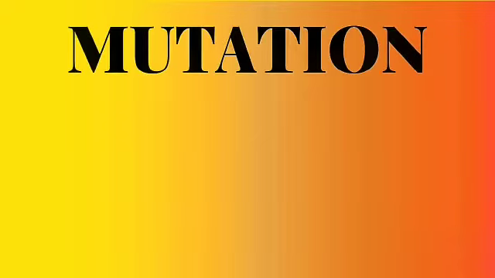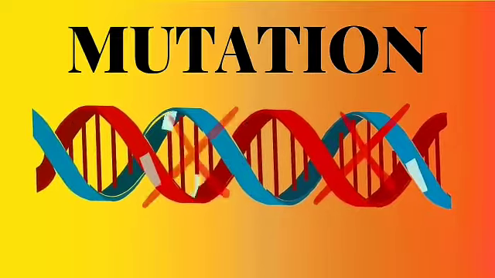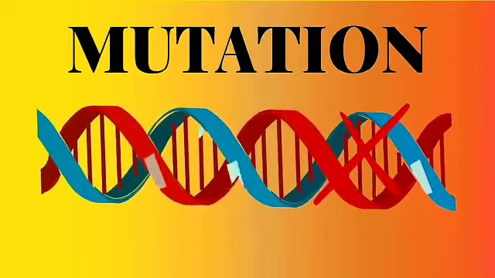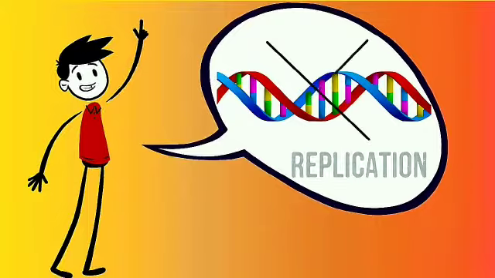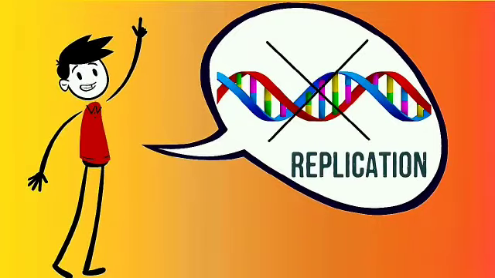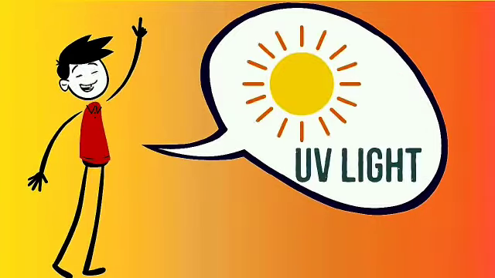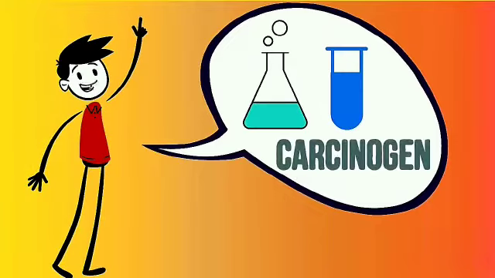What is mutation? To put it simply, mutation refers to changes in the genetic message carried by a gene, which alters the protein formed. Mutations can occur when there's an error during replication, or when a person is exposed to certain environmental factors or even chemical carcinogens.